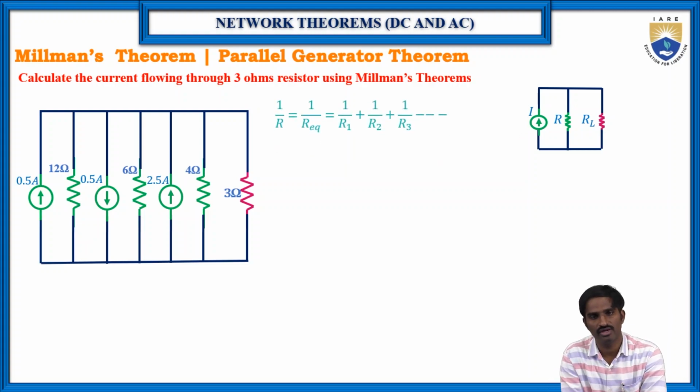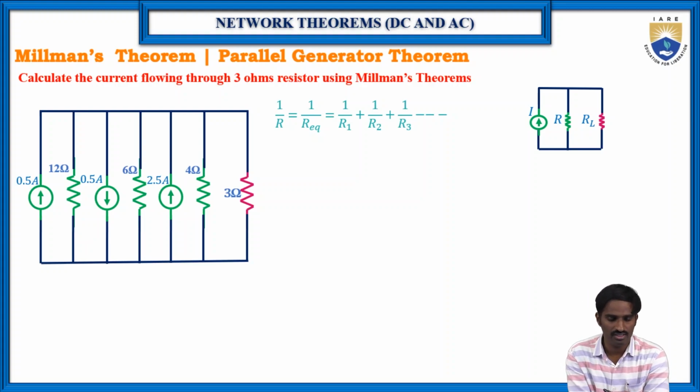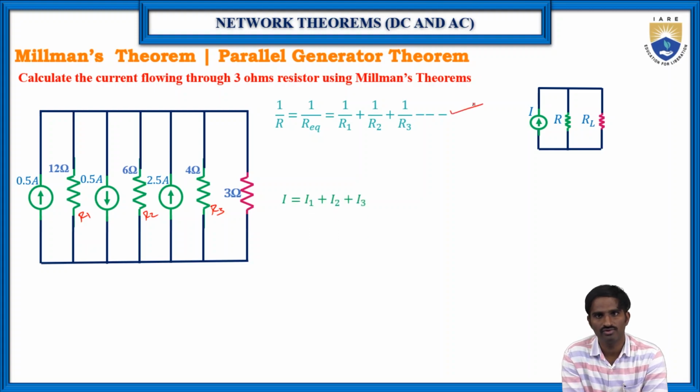First let us find the value of R. The procedure to calculate the R value is the same as in the previous case. So 1 by R, or R equivalent, is equal to 1 by R1 plus 1 by R2 plus 1 by R3 and so on. How many resistors are there? Let us consider R1, R2 and R3. Again there are 3 resistors. Substitute the values of R1, R2, R3 in this equation, and we will get the value of 1 by R equivalent.